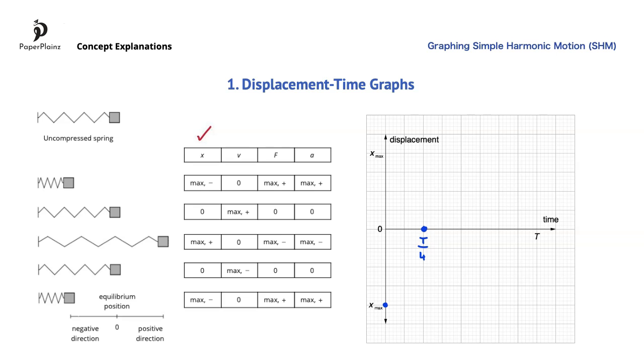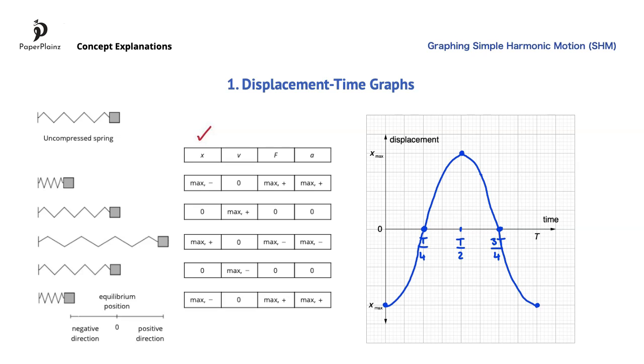Displacement here is 0. After another quarter of a full oscillation, so at T over 2, the spring is fully stretched and the object is at its maximum displacement position, but this time in the positive direction. At 3/4 T, or 3T over 4, the object is again passing through the equilibrium position, so its displacement is 0. Finally, after one full oscillation, at time T, the object is back to its starting position when the spring is fully compressed, and displacement is at its negative maximum. Let's connect these dots to complete the displacement-time graph.